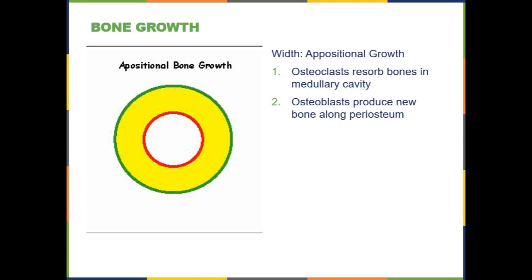So bone growth in width is called appositional growth. And so what happens is we have growth along the periosteum. Bone will be put down in a circular mechanism, so along just the edge of the periosteum. We're not producing big osteons. We're just laying extra bony matrix around the edge.